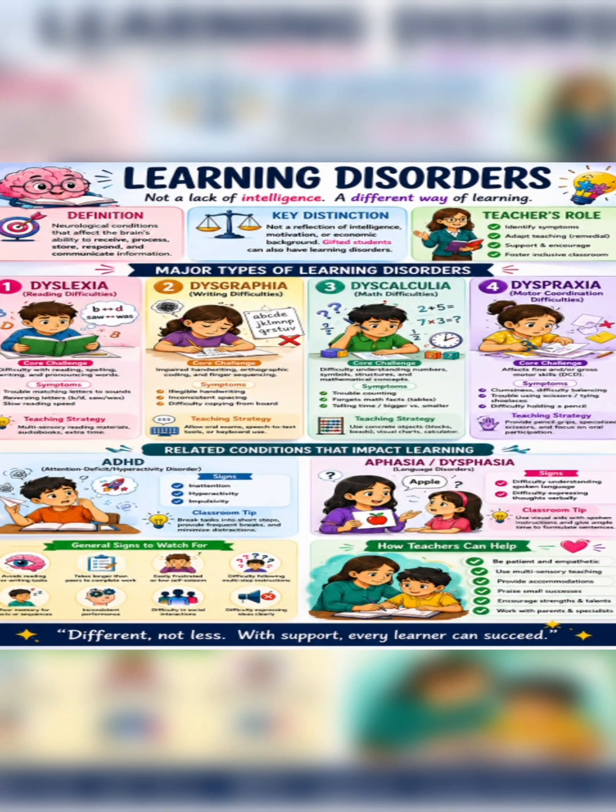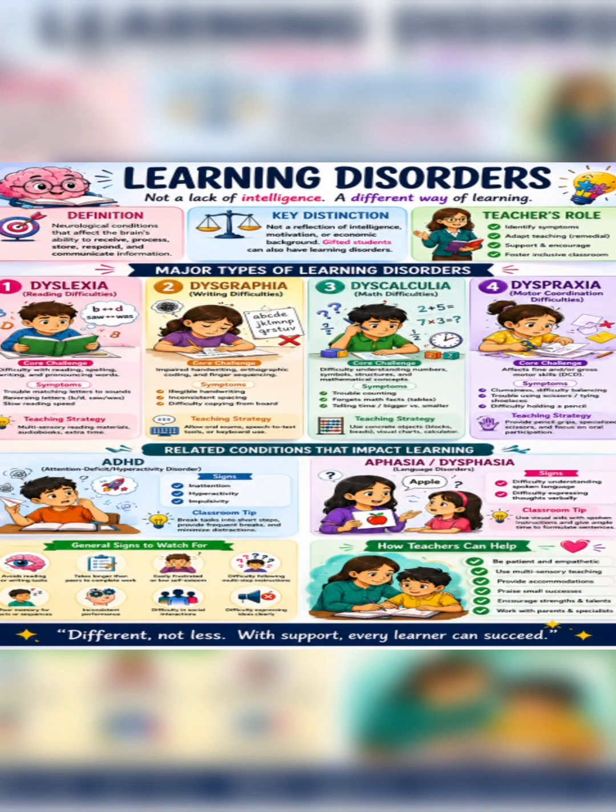Third in green is dyscalculia. This involves difficulty understanding numbers, symbols, structures, and mathematical concepts. Students often struggle with counting, forgetting basic maths facts like multiplication tables, and even telling time or understanding bigger versus smaller quantities. The teaching strategy could include implementing concrete objects like blocks or beads, visual charts, and calculators.